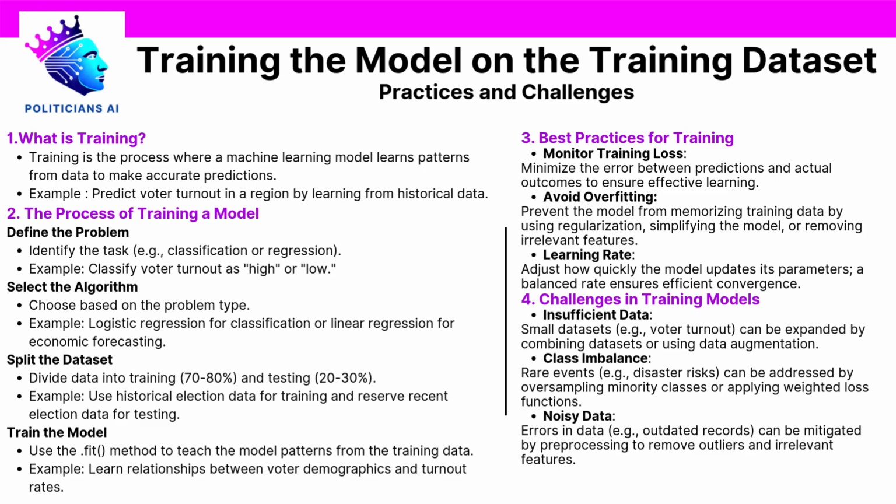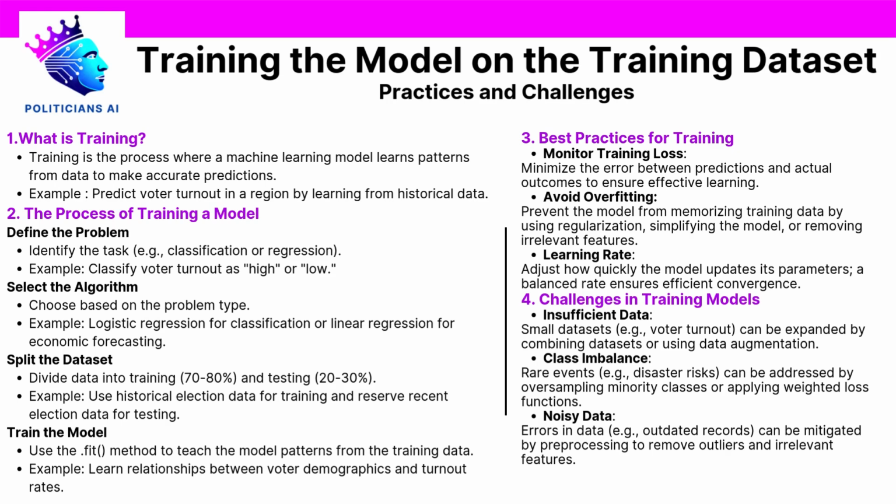Another important factor is the learning rate, which controls how quickly the model updates its parameters during training. If the learning rate is too high, the model might miss critical patterns, such as the interaction between demographic factors and weather conditions. Conversely, if the learning rate is too low, the model might take too long to converge. A balanced learning rate ensures the model learns efficiently without skipping over important details.